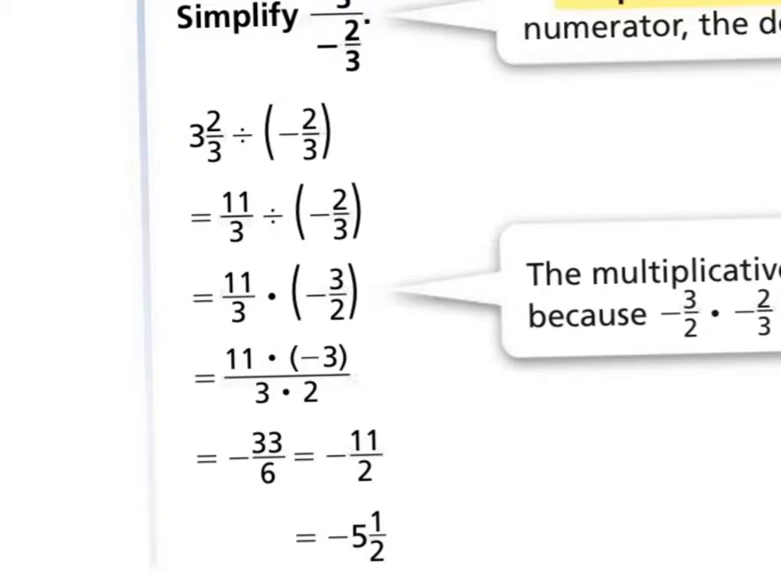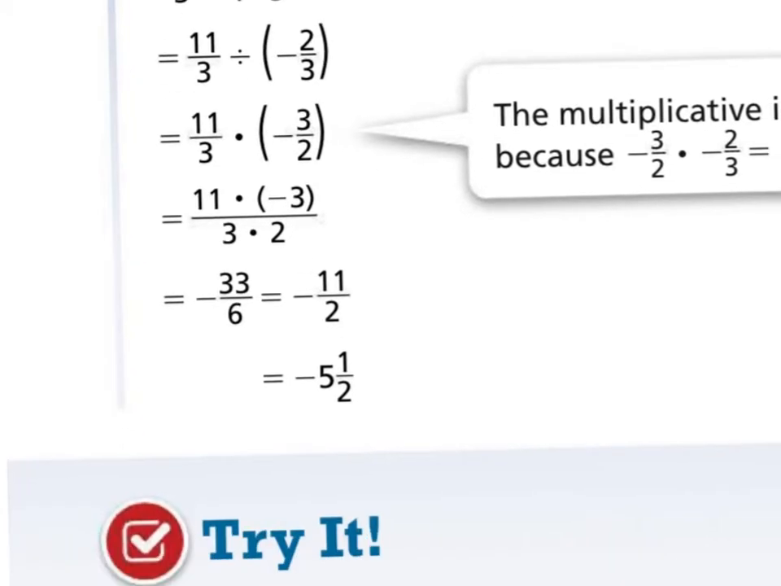And then it's really just the same as what we just did. Change 3 2/3 to an improper fraction. Keep, change, reciprocal. Multiply across. Reduce or change it to a mixed number. You could, if you wanted to, once you got negative 33/6, change that, divide it out, you'll get negative 5 3/6, and then you can reduce that to negative 5 1/2.